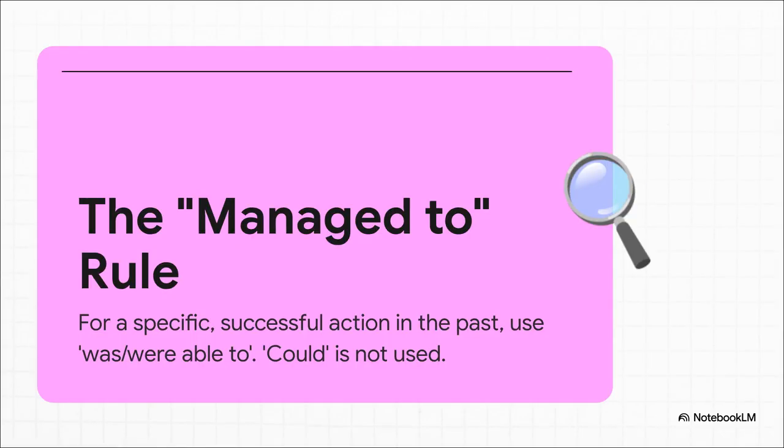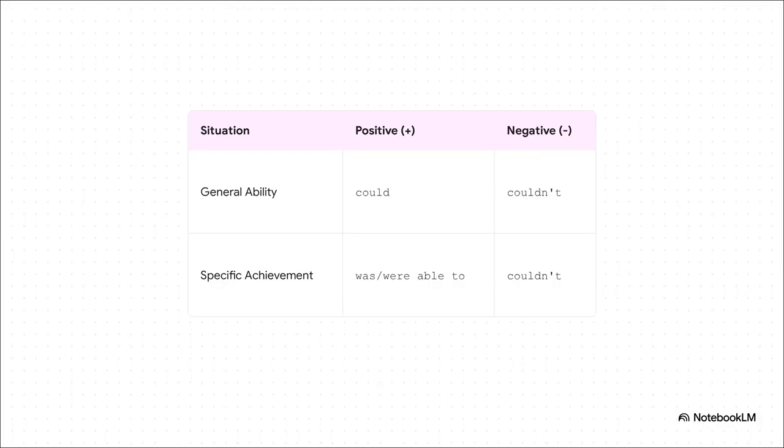So let's give this a catchy name so we can remember it. Let's call it the managed to rule. And here's how it works. If you're talking about a past event and you can swap in the words managed to, then you cannot use could. You have to use was able to or were able to. This is for those one-time successes, those achievements where you didn't just have the skill, you actually used it and pulled it off. And this chart here just lays it all out perfectly. Look, for a general ability in the past, use could. Simple. For a specific achievement, that's when you need was or were able to.